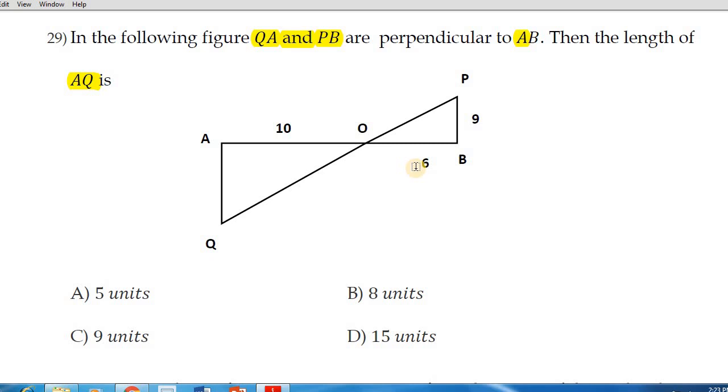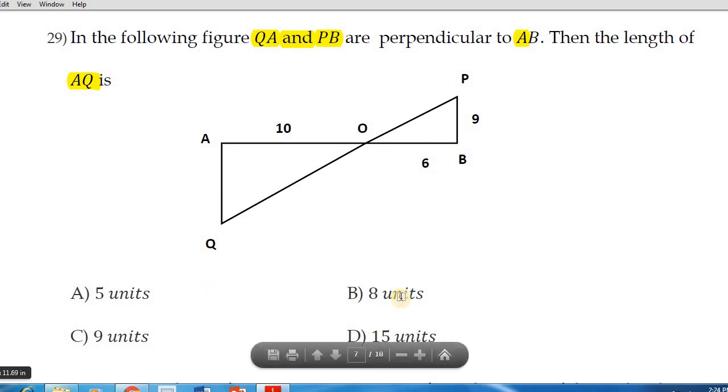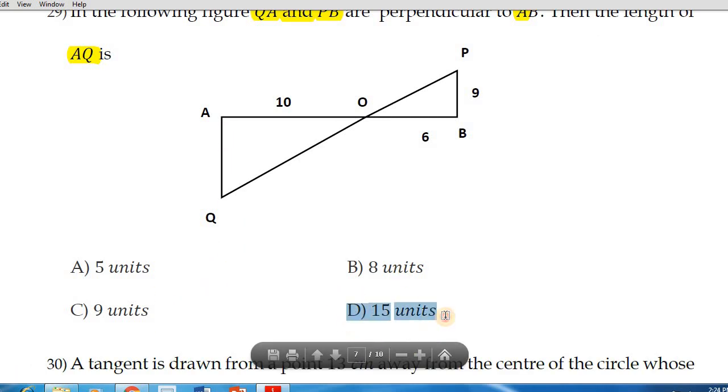I repeat again, children, use this ratio. AQ by PB is equal to AO by BO. Now substitute the values. So it gives the answer for us, that is 15 units. So option D is correct.